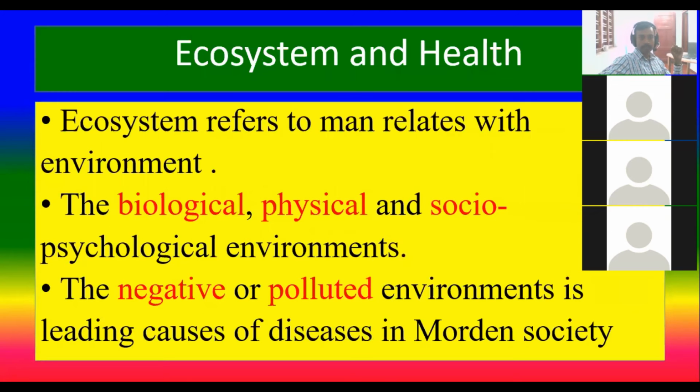Next, ecosystem and health. As we have discussed in theory, in the epidemiological triad, biological, physical, and socio-psychological environment. The fact is that society determines the person's mind. The mind determines how to solve the problems of the social environment, which helps to control the biological and physical environment.